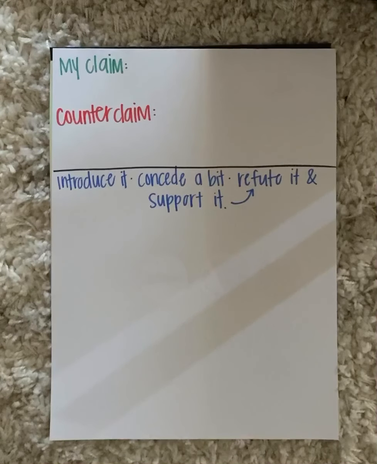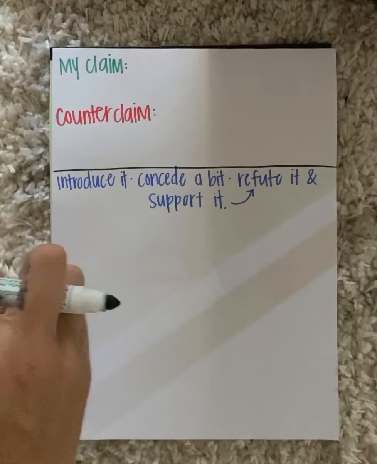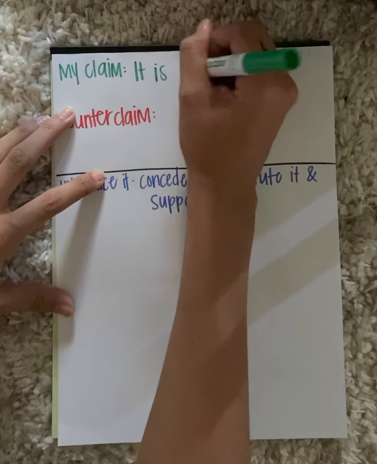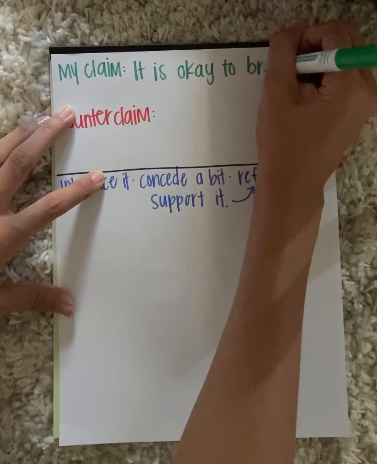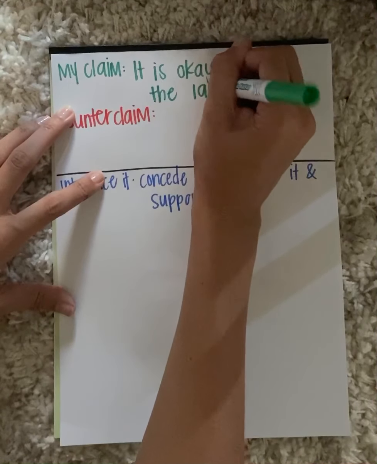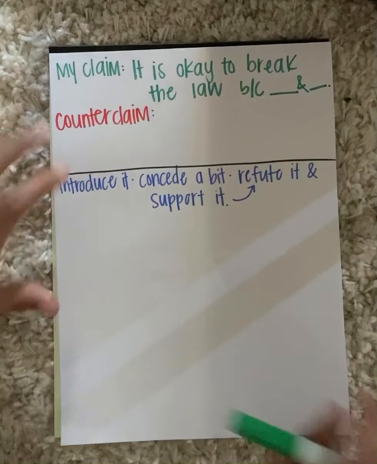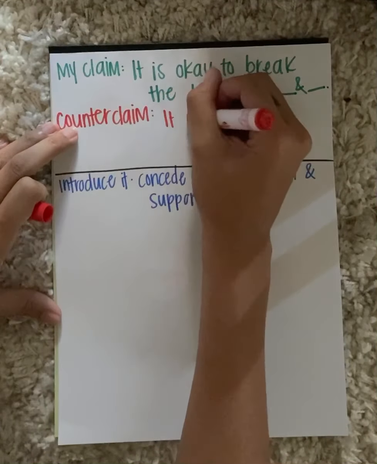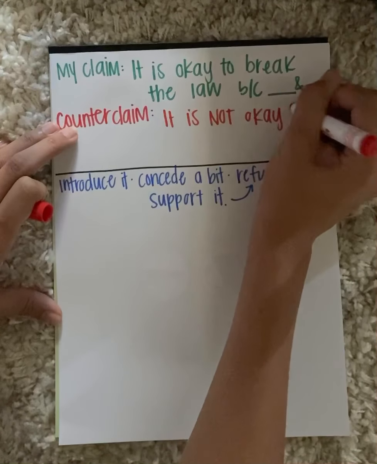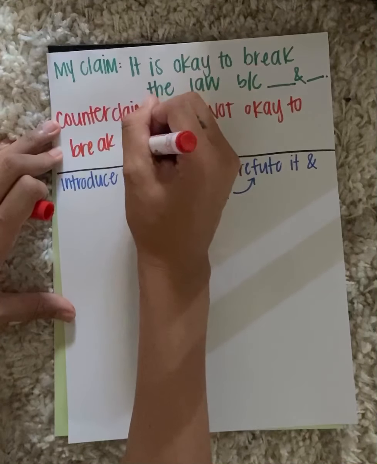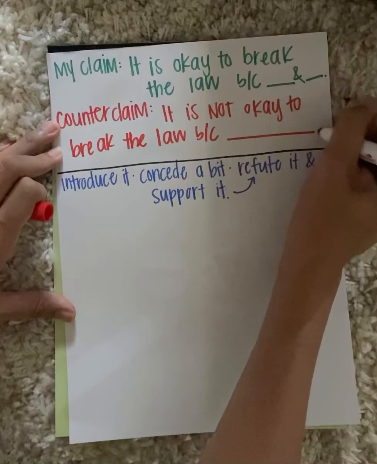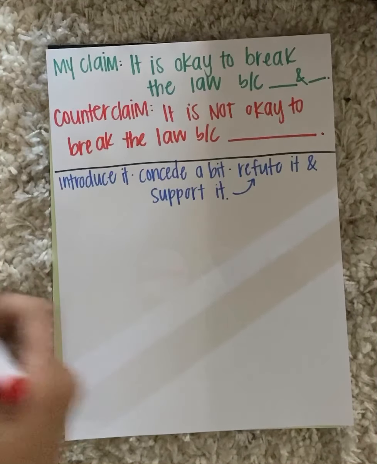For this particular assignment, you are asked to choose a side about whether or not it is okay to break the law. I'm going to do an example from the perspective of it is okay to break the law. If you're writing that it's not okay to break the law, please just take these and reverse them. So if my claim was, it is okay to break the law because blank and blank, the counterclaim to this argument would be, it is not okay to break the law because blank. We're only addressing one counterclaim here, so we only need one blank.